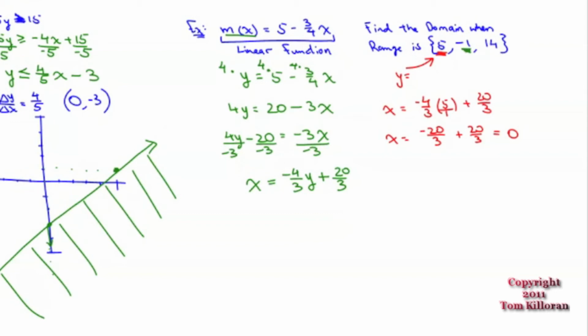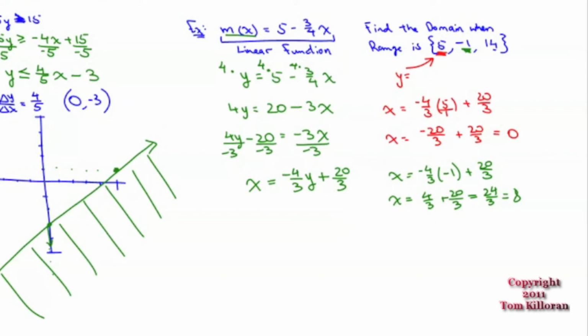Let's choose negative 1. So we'll go x equals negative 4/3 times negative 1 plus 20/3. This one's a little easier. What's negative 4/3 times negative 1? 4/3. So we'll get x equals 4/3 plus 20/3, better known as 24/3, which is 8. Hey, that's a nice number too. I wonder if they're all going to be nice.